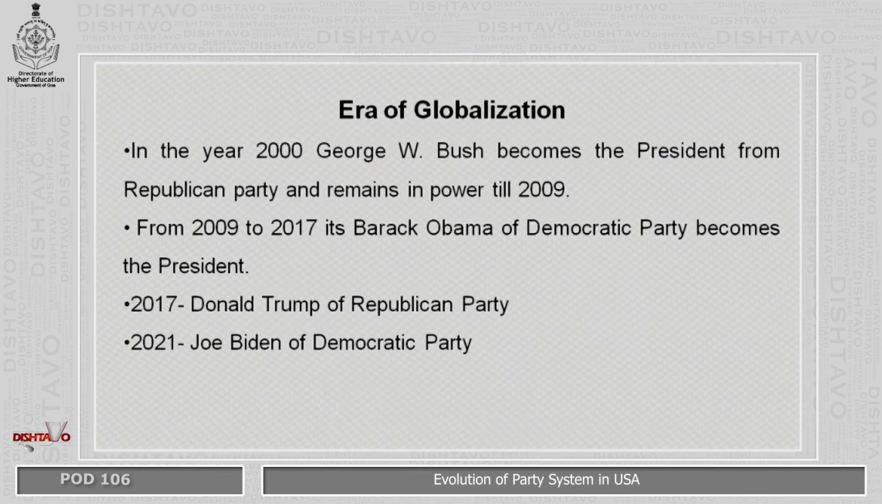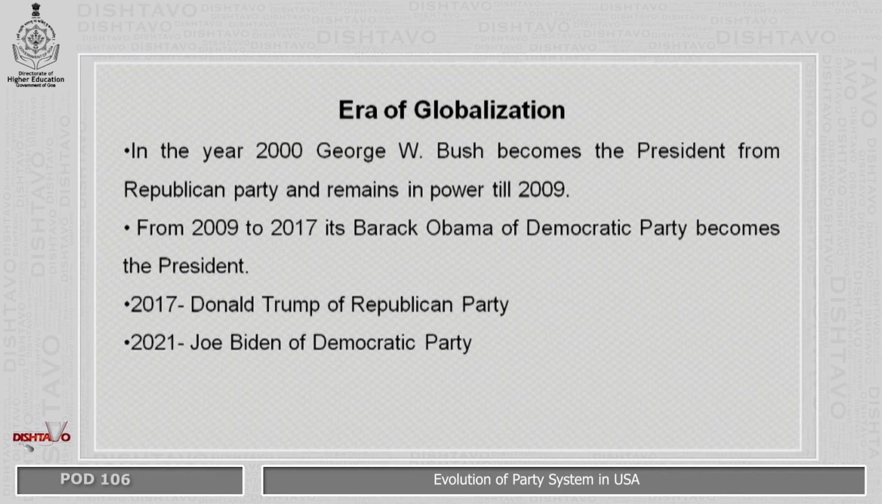And then we have the era of globalization, whereby the Cold War had ended. There was a hegemony of the US by this time, and in the year 2000 it was George W. Bush, who became the president from the Republican Party, and he remained in power till 2009. So he had consecutive 2 terms, and by this time he had declared the war on terror and all. So from 2009 to 2017, it was Barack Obama of the Democratic Party who became the president.